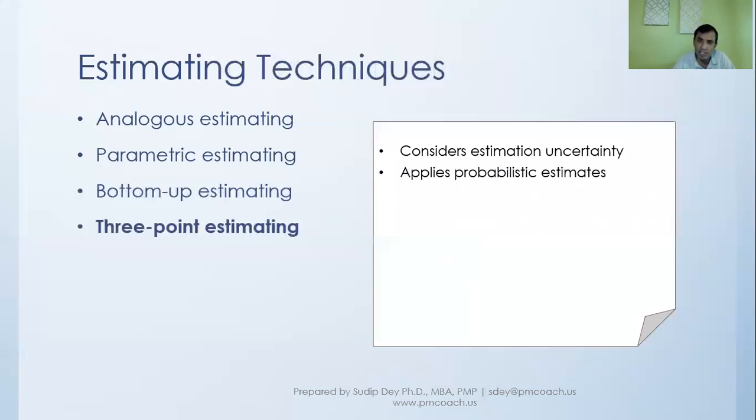So let's see how it is done. It will be done through some kind of probabilistic estimate, and we'll use 3 terms. One is most likely, one is optimistic, and one is pessimistic. Now, as an example again, let's say we ask a team member, okay, you have to do this activity, how much time will it take?